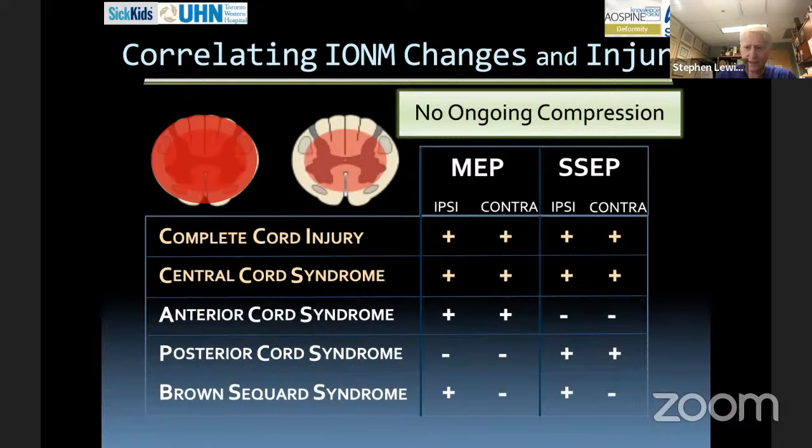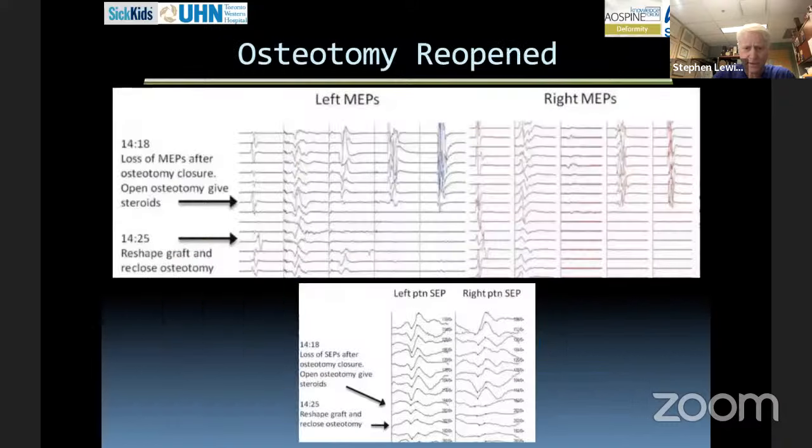We undid the correction, so we relieved it. So there's no ongoing compression anymore. We released our rods. As soon as we closed the osteotomy, we had to change. We opened up the rods right away, let the spinal cord breathe, and hoped for the best. So now we got rid of the compression. And you can see we start getting a little bit of signal back, but not a lot.